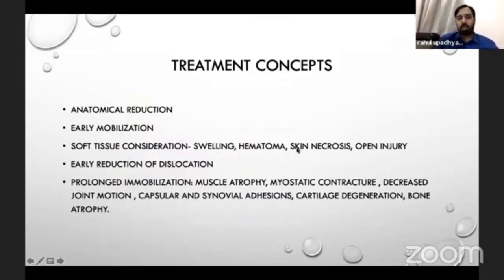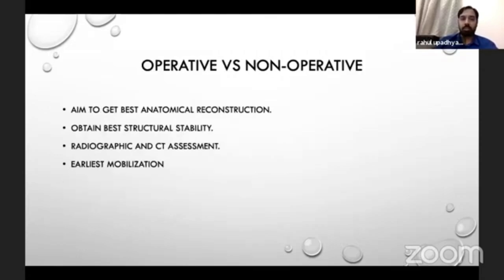So coming to the concepts of the treatment, we have to have anatomical reduction, early mobilization, and soft tissue consideration, of course, with the swelling, hematoma, necrosis, and open injuries or not. Once you have identified everything, your aim is early mobilization. If there is a dislocation, of course, you have to do an early reduction of it.